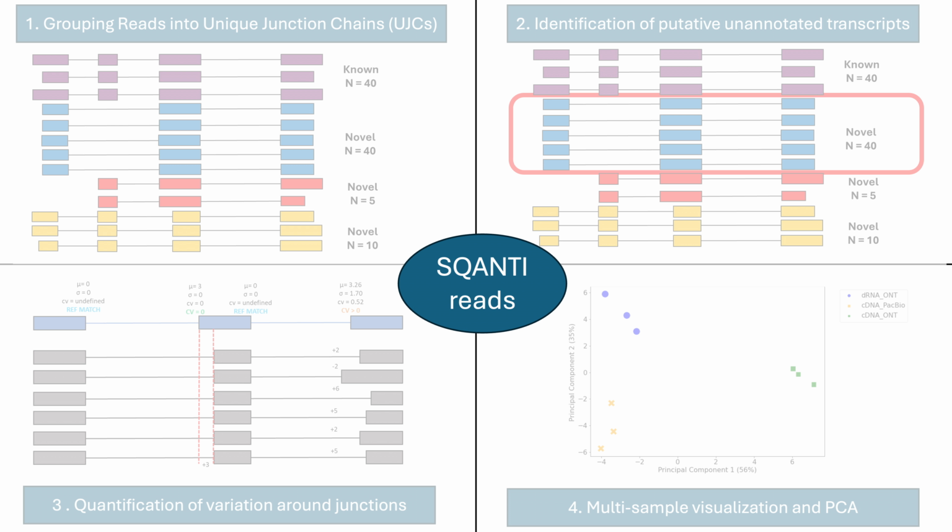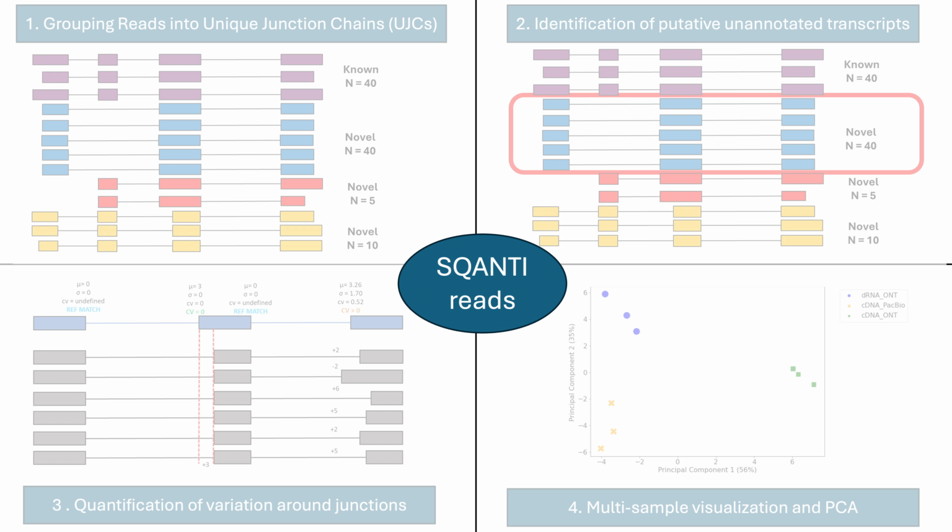I will focus on introducing 4 key features and how we can apply them to real datasets. Feature 1. SQANTI-reads groups mapped reads based on their junction patterns into groups referred to as unique junction chains, or UJCs. The number of reads assigned to each UJC is recorded, and UJCs can be tracked across samples and conditions. UJCs are also classified as novel or known splicing patterns relative to the provided reference transcriptome.